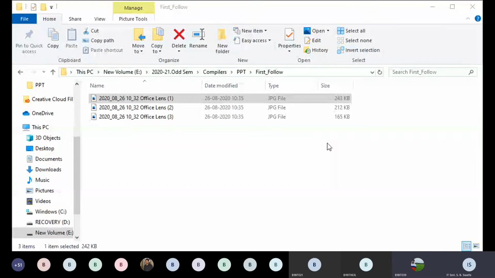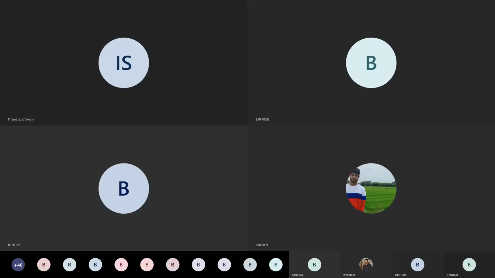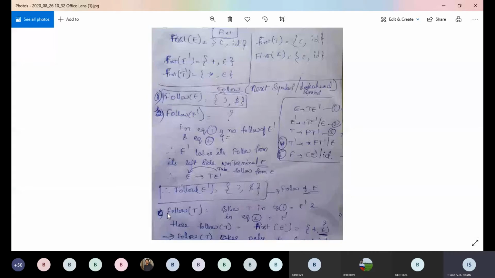Excuse me, ma'am. Yes. Photos not open, ma'am. Yes, photos are not open, ma'am. Not open? Huh? Okay, 1 second. Now, yes, ma'am. Okay. So here we have, okay, in your mobile you try to zoom. If I zoom here, it is not able to share.